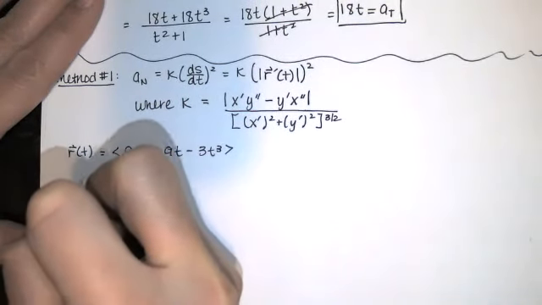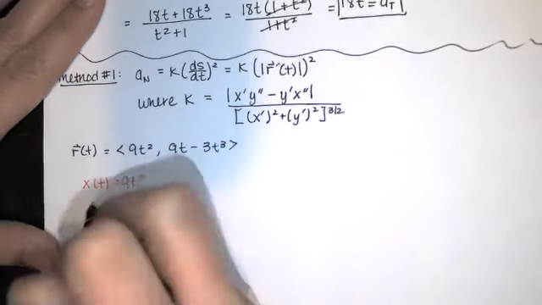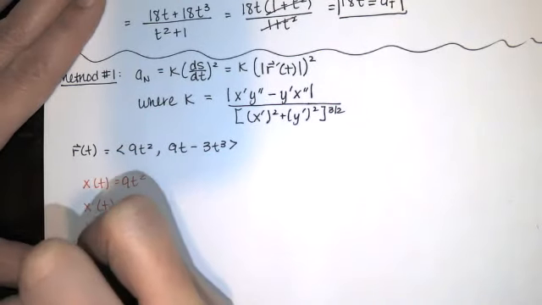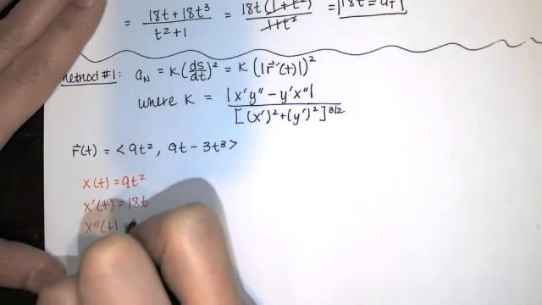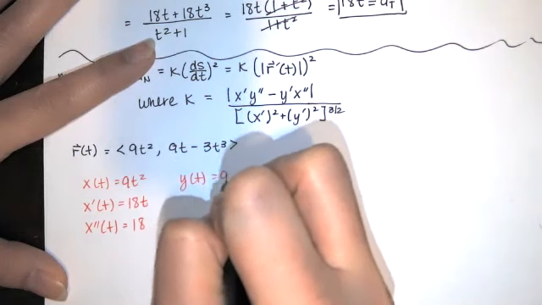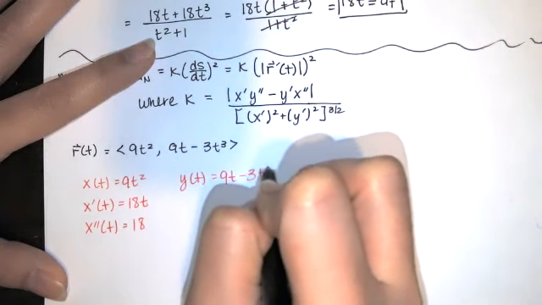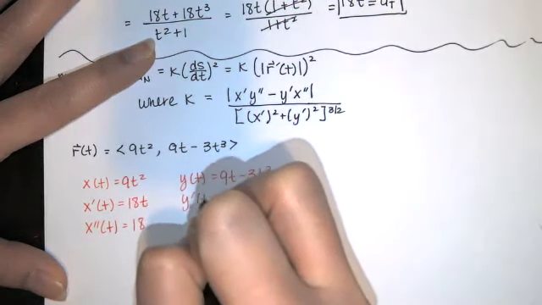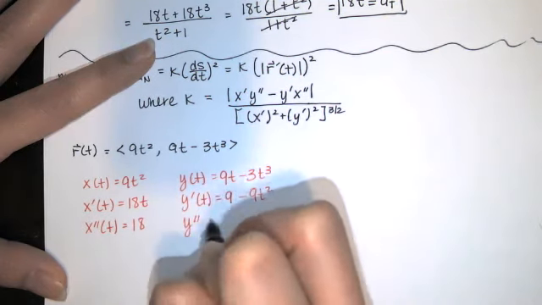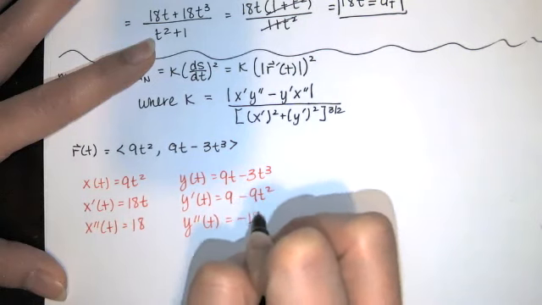So if x of t is 9t squared, x prime is 18t, x double prime is 18. If y of t, that's my y component, is 9t minus 3t cubed, y prime is 9 minus 9t squared, and y double prime is negative 18t.